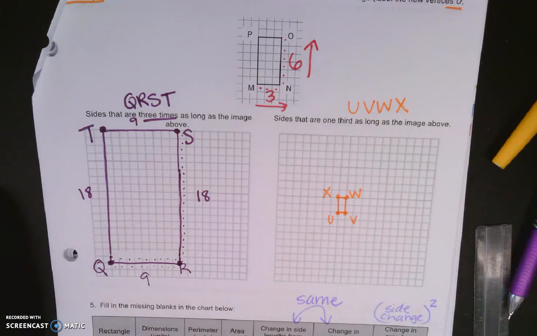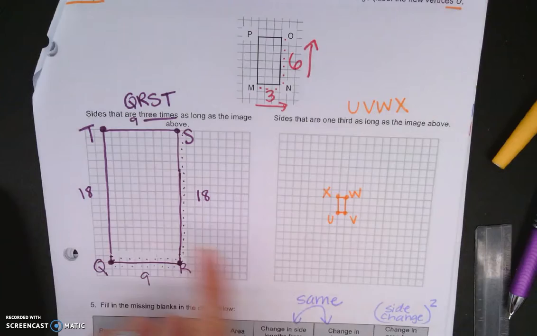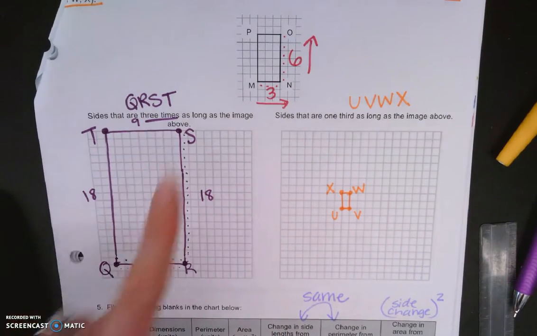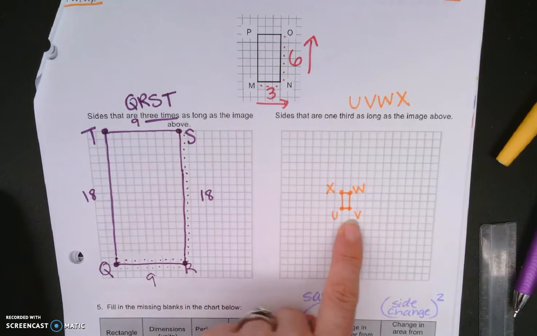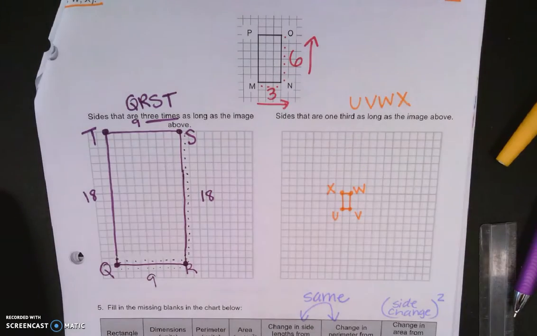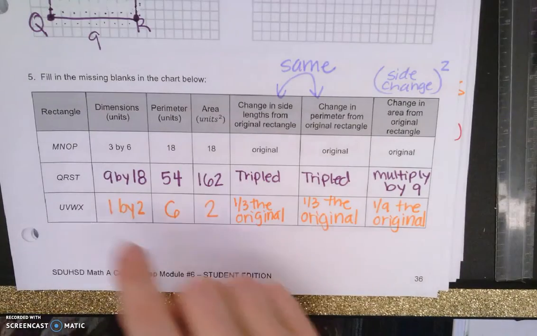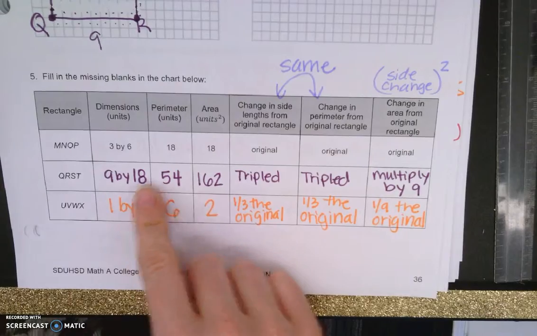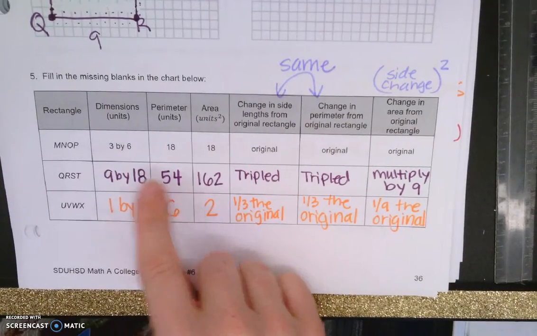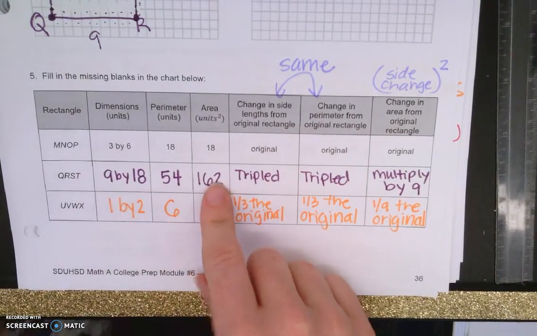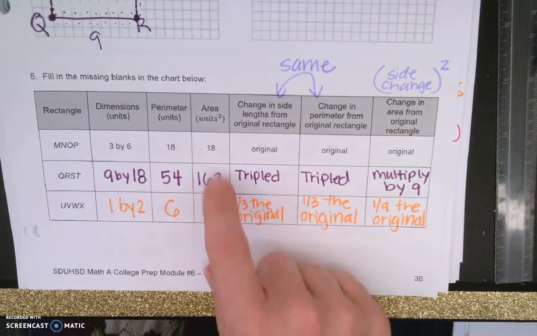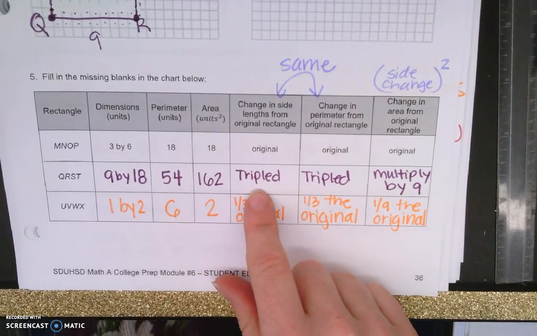Awesome. Let's see how we did. So taking a look at our grids, hopefully you used a straight edge of some sort and your rectangles look a little nicer than mine. We have QRST is a 9 by 18 and UVWX is a 1 by 3. So let's take a look at our chart. Again, QRST is a 9 by 18, which gives you a 54 unit perimeter. 9 plus 9 plus 18 plus 18, or 2 times 9 plus 2 times 18. Our area, 9 times 18 is 162 square units. And our lengths we tripled.